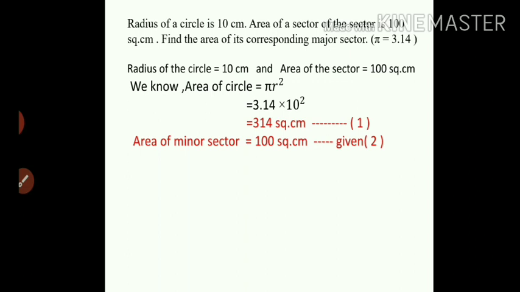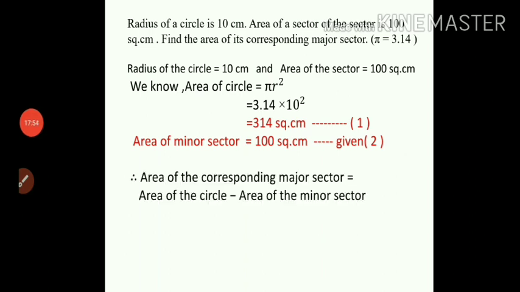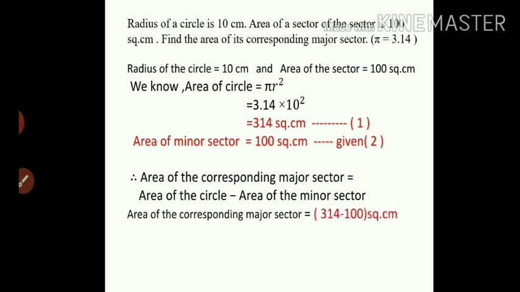So now I want to find the area of corresponding major sector. The formula will be, see, area of corresponding major sector will be area of circle that we got 314 square centimeter minus area of the minor sector which was given 100 square centimeter. So see, area of corresponding major sector will be equal to area of circle we got in statement number 1 as 314 minus minor sector is given 100. So when you subtract that, you get 314 minus 100 will be 214 square centimeter.